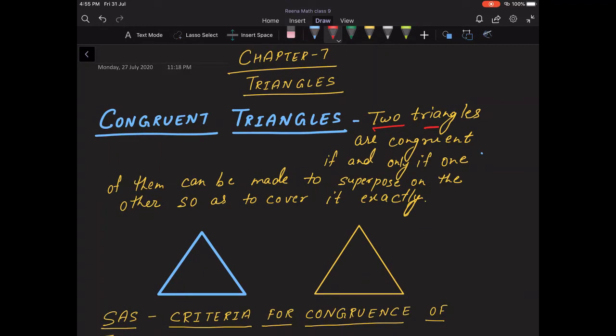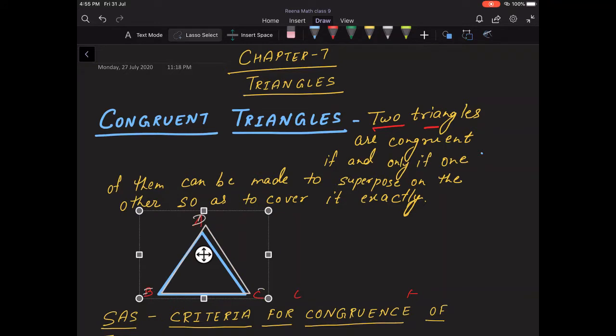You can see here I have made two triangles ABC and DEF. If I select one triangle and try to superpose it on the other, you can see they are not overlapping each other. It shows that they are not congruent. But if both the triangles superpose each other, then they are said to be congruent.